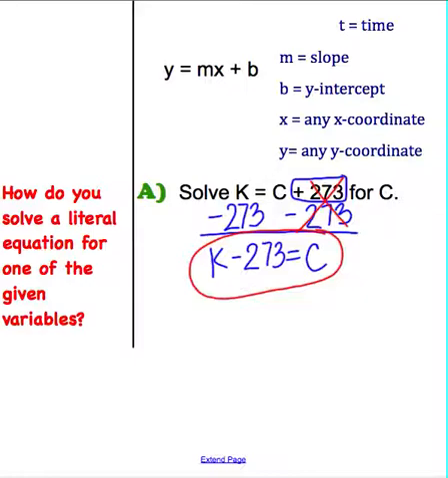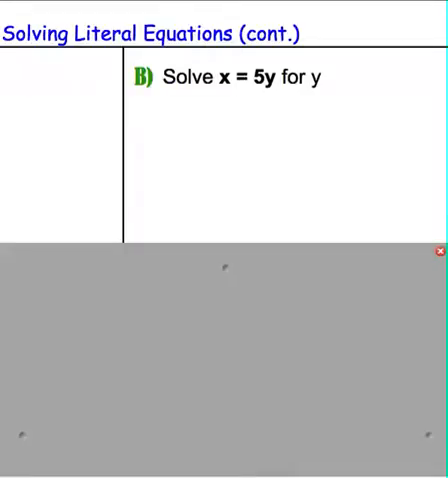So let's try another couple of examples. The next one I have is solve x equals 5y for y. Now normally we would have some number in there for x, but because we don't, that's okay. And we say, well, what's being done to y? In our case, y is being multiplied by 5. Now to undo that, I'm going to divide by 5 on both sides. So I do that, which cancels my 5's here, leaving me with y.